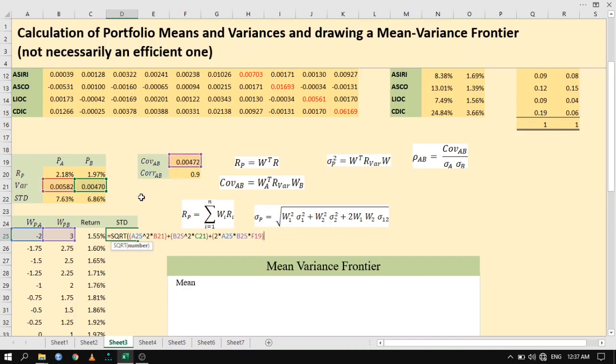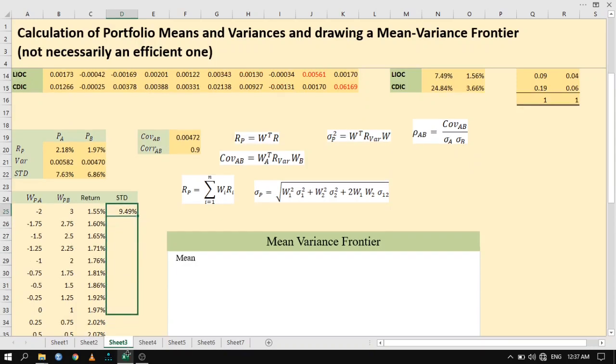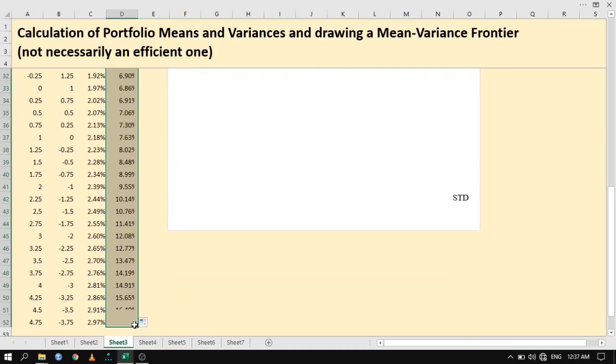Since I am going to copy this formula down, I am going to fix these values. I'm going to fix the covariance value and again the variance values. Then close the bracket, enter. So you get the standard deviation value, then you can copy the formula down. Right, now you get this information.